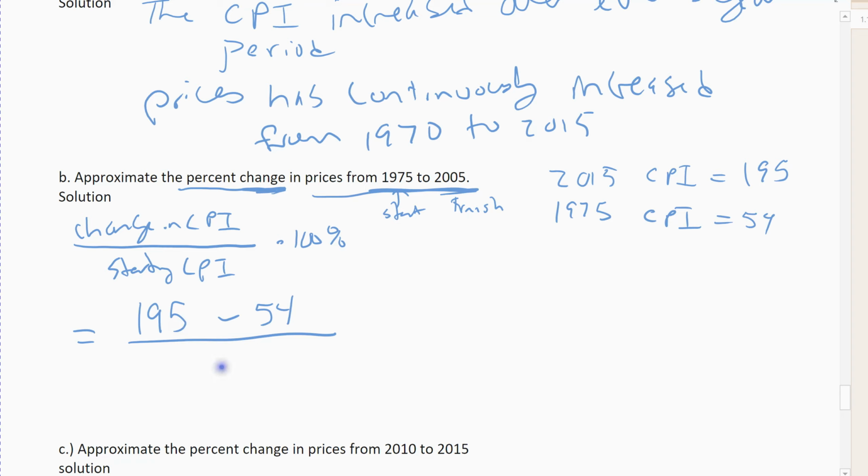And then you always divide by where we're starting. Our starting value was 54, right? When we're looking at this particular problem, we were starting in 1975. So it's the change over my years. I subtract to find the change. And it's an increase, so it should come out positive. So you always take the bigger number minus the smaller number. And then I divide by my starting point, which was 54. So up top, we take our 195 minus our 54. So the consumer price index increased by 141 over those years. We started at 54. So I take my 141, I divide by my 54.